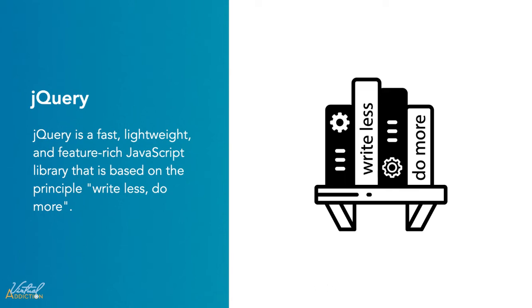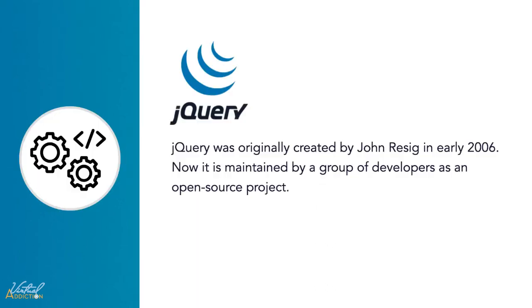Big companies like Google, Microsoft, and IBM are using jQuery for their applications, so you can easily understand how popular and powerful jQuery is. jQuery was originally created by John Resig in early 2006. The jQuery project is currently run and maintained by a distributed group of developers as an open source project. You can save a lot of time and effort by using jQuery.